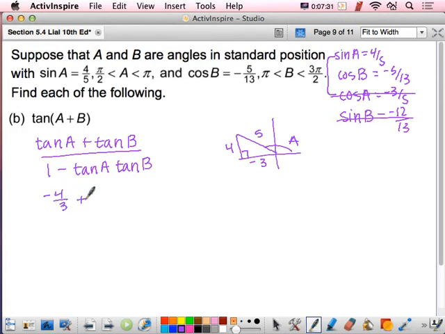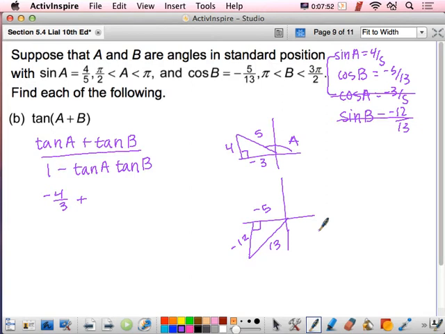And I need to do the same thing for B. If I draw a triangle for B over in quadrant 3, we started with -5/13 as the cosine, and we found that this value was -12. That means the tangent of that would be -12/13, correct?